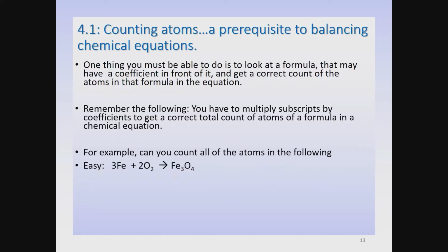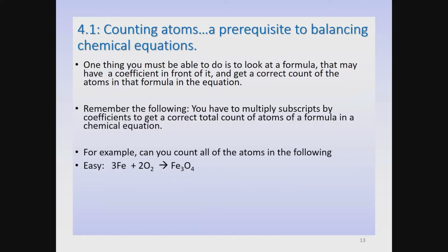For example, we have a chemical equation where 3 moles of iron is reacting with 2 moles of oxygen to produce 1 mole of iron oxide. And one of the things I want to do is make sure that we can count all the atoms for each element on either side of the arrow. What you can probably see is that when we're looking at iron here, there is no subscript. So we can assume we're really talking about 1 iron atom.